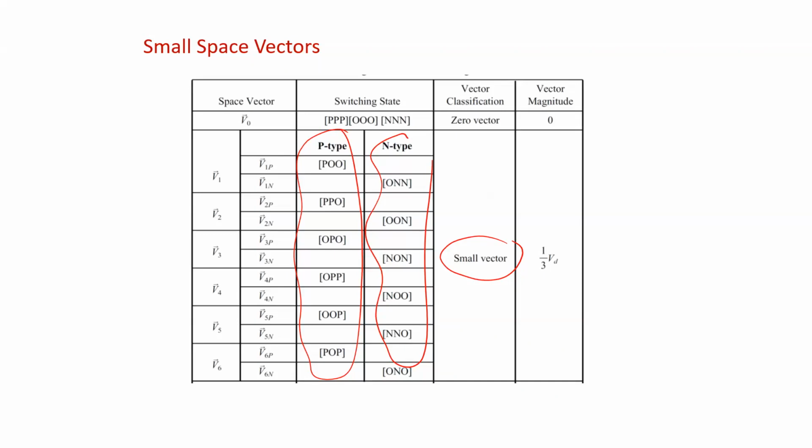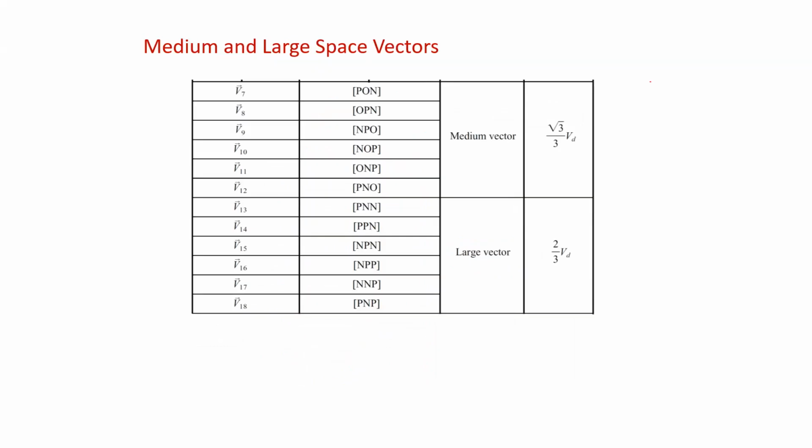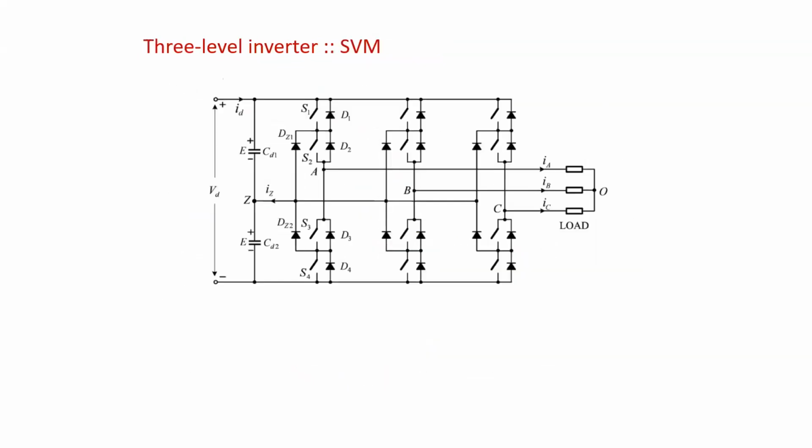In the case of zero vectors, there are three possible redundancies: PPP, 0 0 0, or NNN. In the case of small vectors, we have two pairs of redundancies. In the case of medium vectors, there is no redundancy, and here also there is no redundancy, right? Once this is over, our next step is to identify how the medium, small, or large vectors will affect the neutral point voltage. That we will study now.